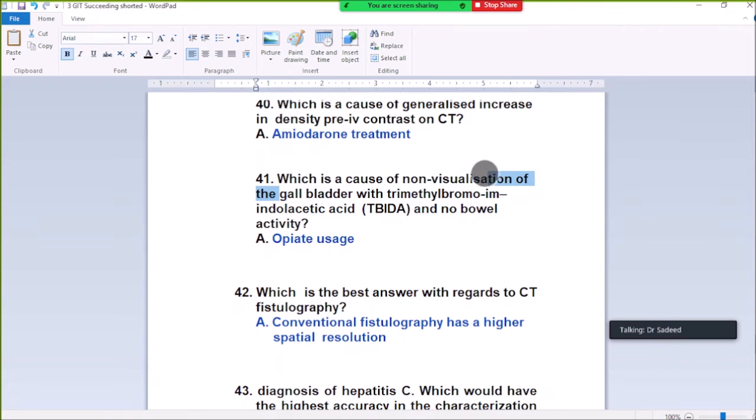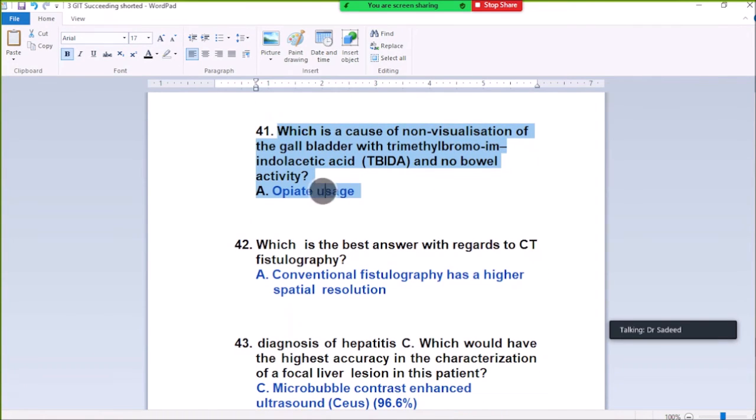41. Which is the cause of non-visualization of the gallbladder with HIDA and no bowel activity? Opiate use. Now, there are many causes of non-visualization of gallbladder, but one of them is opiate use, which was in the options. I think opiate causes contraction of the gallbladder. That's why it is not visualized after a HIDA scan, and no bowel activity. And it decreases bowel movement. It causes constipation.